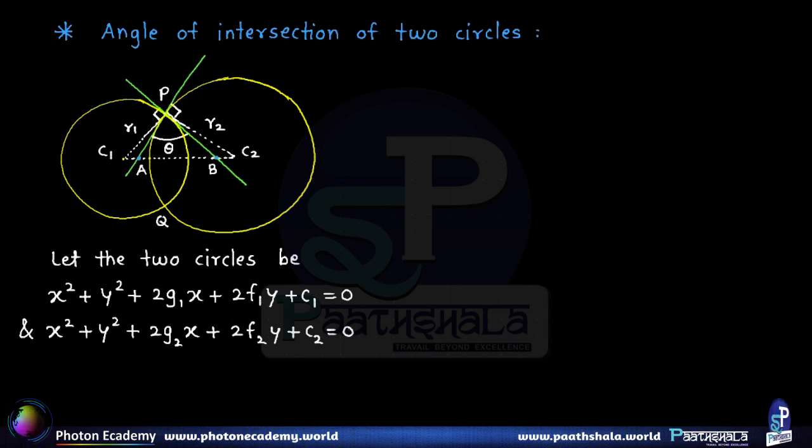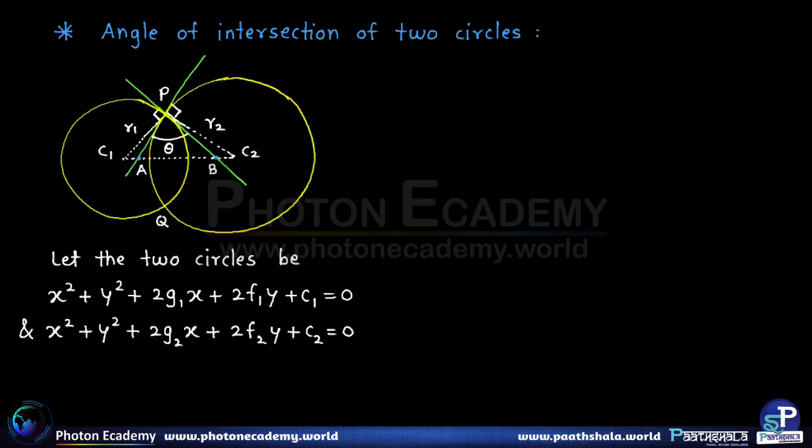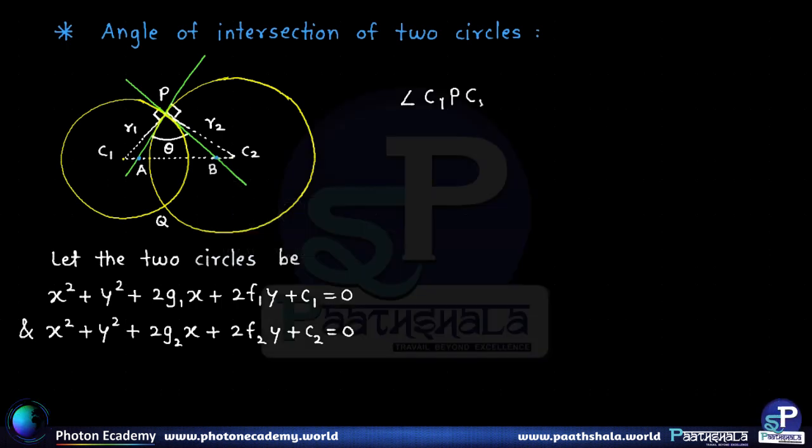Now the angle between these two tangents, denoted by theta, is called the angle of intersection of two circles. Now suppose we have to derive the expression or the formula for calculating this theta. If you observe from the plane geometry, we have angle C1 P C2. This particular angle is nothing but pi minus theta, or that is 180 degrees minus theta.